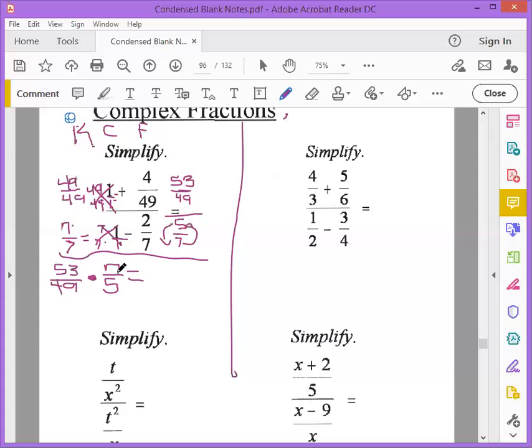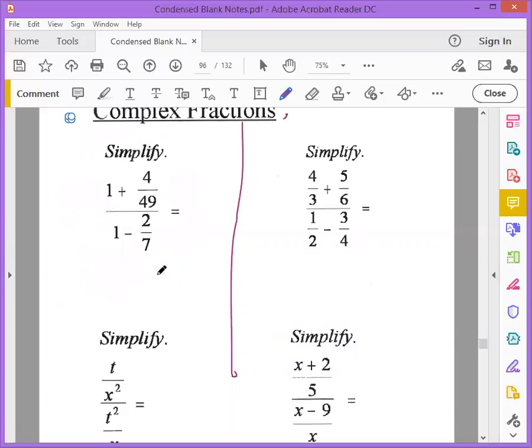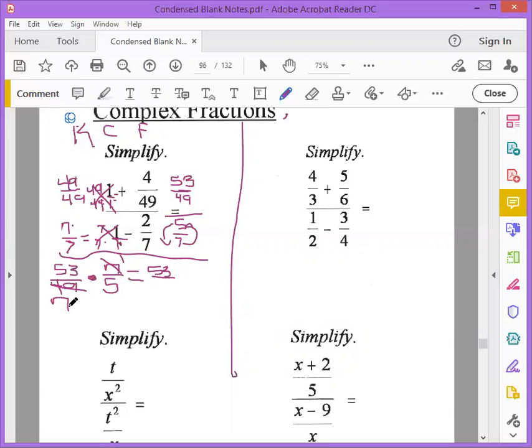Now we're going to multiply across. If we can't cross cancel, in this case we can cross cancel. 7 and 49 we can cancel by dividing both terms by 7. 7 divided by 7 will give us 1 here, and 49 divided by 7 will give us 7 in the denominator. Now we'll multiply across to get our answer. 53 times 1 is 53. 7 times 5 in the denominator will get 35. So this is our answer, 53 divided by 35.